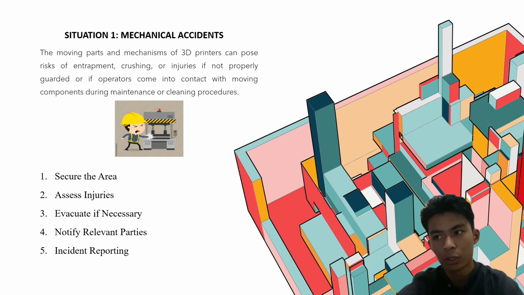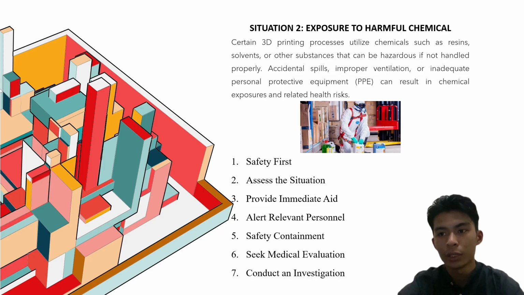First, secure the area to prevent further risk or injuries. Next, check for any injuries and offer first aid to those in need. Then, if necessary, evacuate the entire facility following established evacuation procedures. Next, inform the appropriate management or safety official about the occurrence as soon as possible. Lastly, complete incident report forms or documentation as required by the organization.